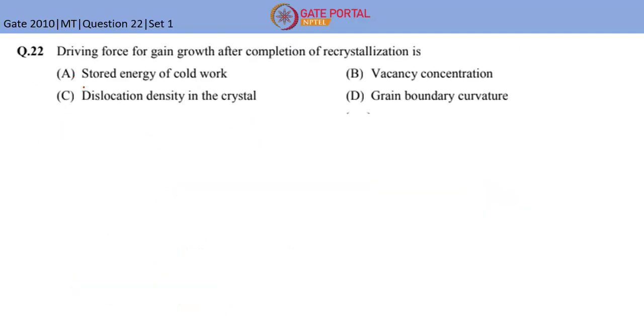Now coming to the last question for today's session. This is question number 22, GATE Metallurgical Engineering 2010 question paper. Driving force for grain growth after completion of recrystallization is: option A is stored energy of cold work, option B is vacancy concentration, option C is dislocation density in a crystal, and option D is grain boundary curvature.